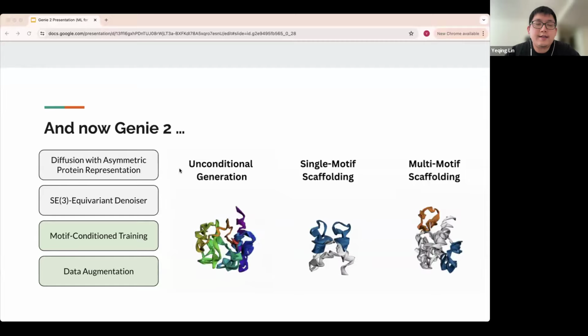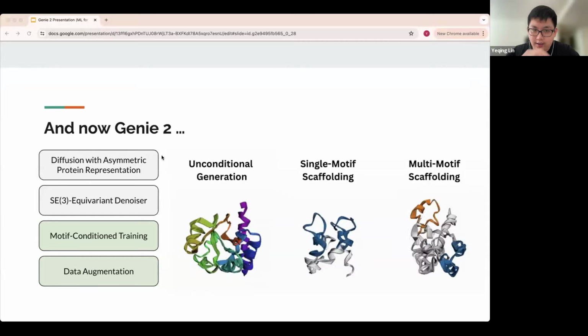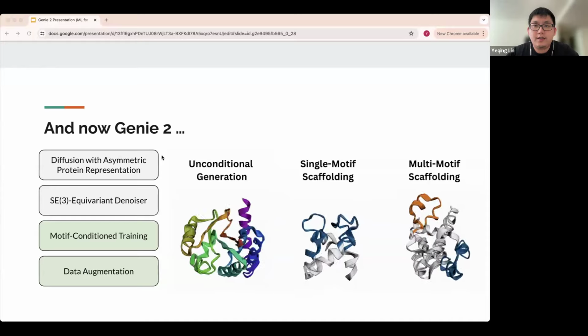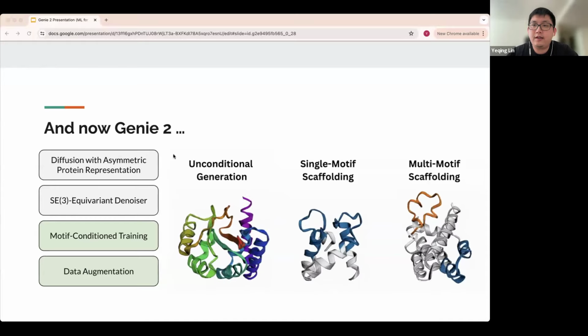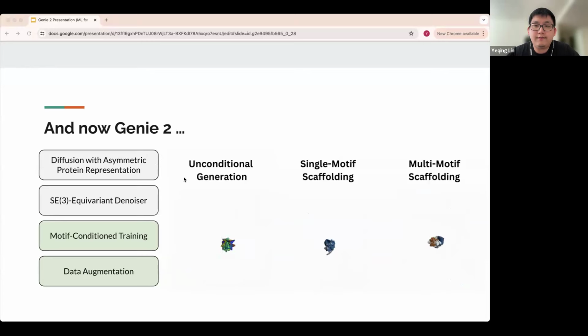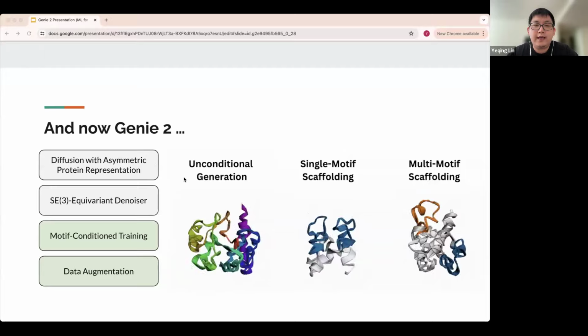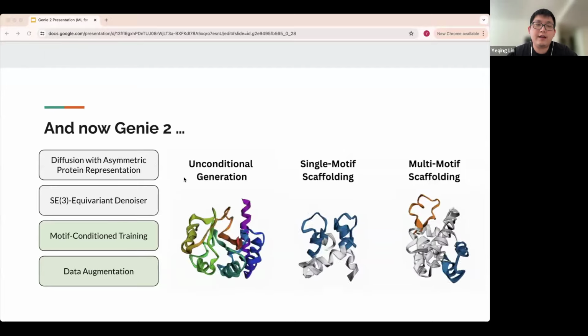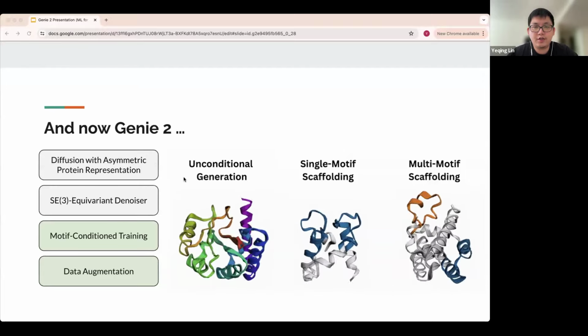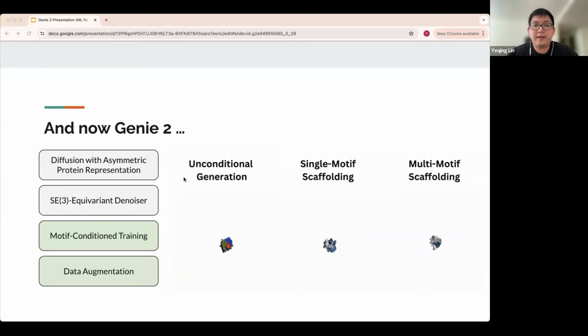In this GIF, we show one example of single motif scaffolding and another example of multi-motif scaffolding. Basically each motif has its own color code. For the single motif scaffolding here, we notice that there are two segments to a single motif, and the relative position and orientation between these two segments are passed to the model and are kept fixed throughout this process.